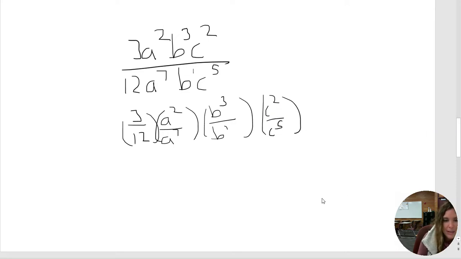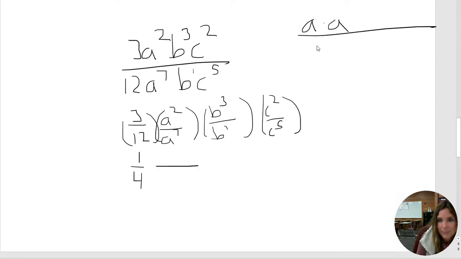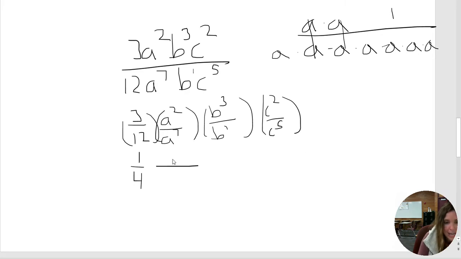Okay, and then 3 over 12 simplifies to 1 over 4. And then a to the 2nd over a to the 7th looks like this: 1, 2, 3, 4, 5, 6, 7. So these two cancel as a 1, so you're really left with 1 over a to the 5th.